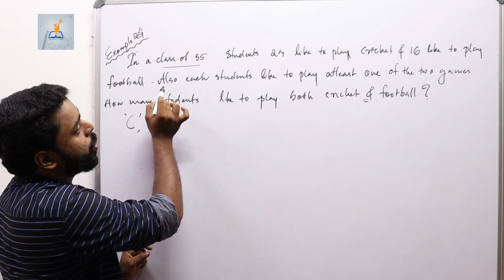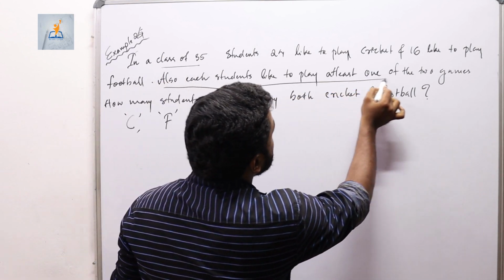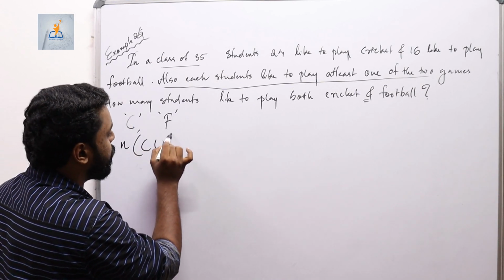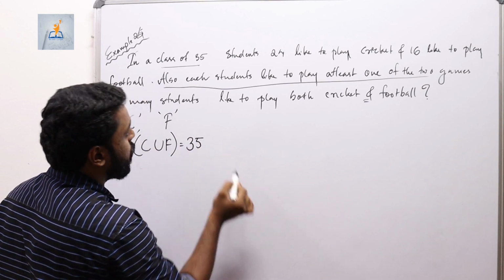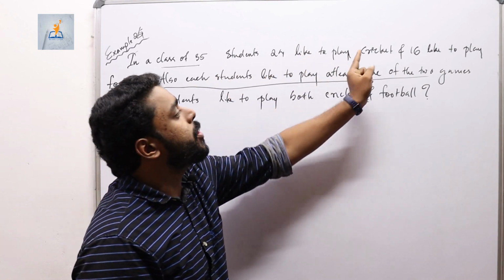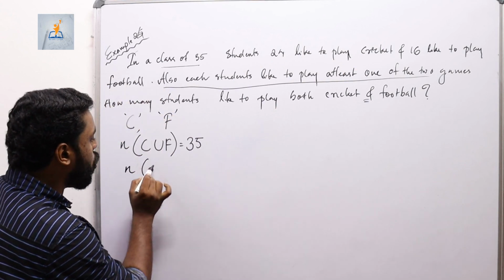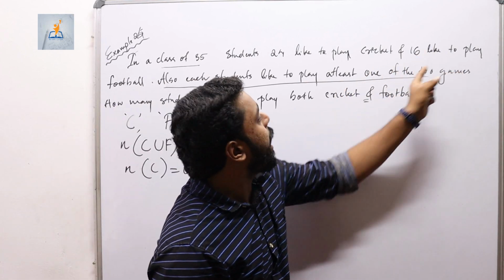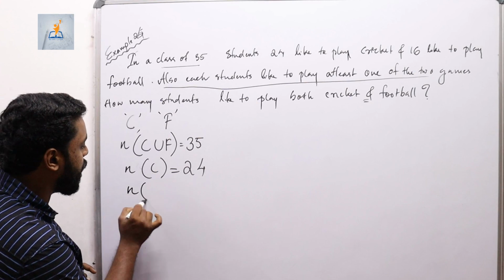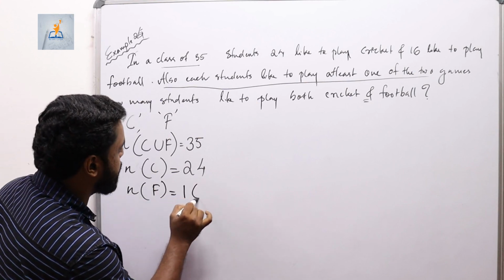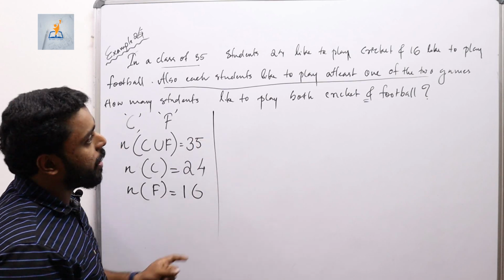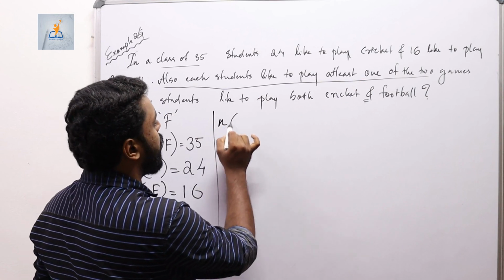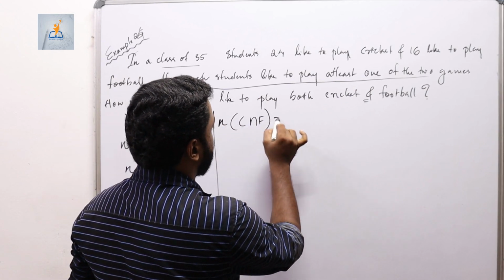There are 35 students who like to play at least one of the two games, which means that n of C union F is nothing but 35. Now 24 like to play cricket, which means that n of C is equal to 24. 16 like to play football, which means that n of F is 16. Therefore, we are asked to find how many students like to play both, which means that we are asked to find n of C intersection F.